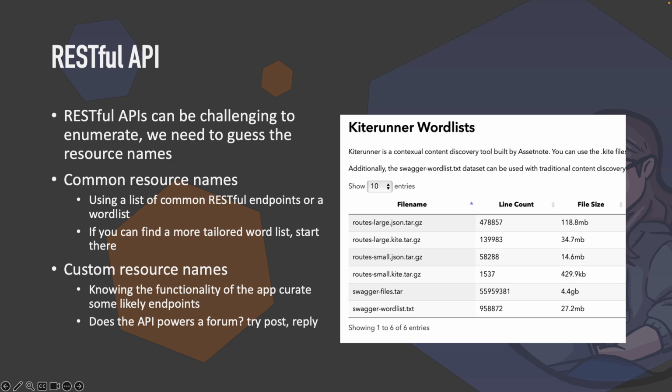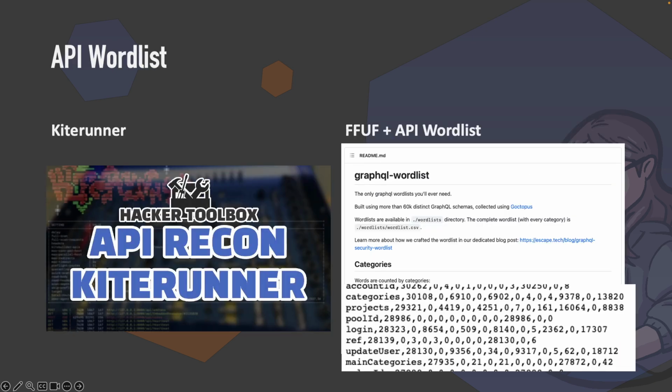But if they've done custom resource names, you have to understand the functionality of the app and start to curate some likely endpoints. For example, if the API powers a forum, you're going to try post, you're going to try reply, you're going to try whatever. Now, if you want to fuzz this automatically, I really recommend a tool called Kite Runner because it has context-driven fuzzing for APIs. You can also use FFUF and an API word list.